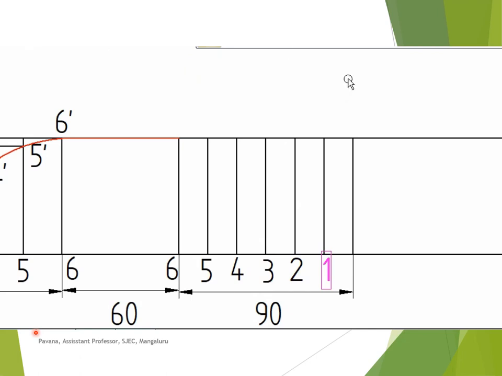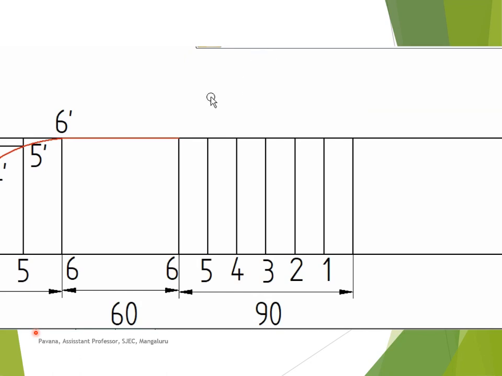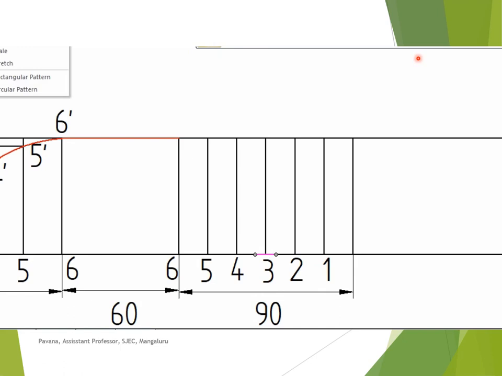Next step: in these 6 lines, select the middle one. The middle line is the third line, with 3 parts on either side. Select the middle line and divide it into the same number of parts, 6 equal parts, in the upward direction. In this way you have to divide. You can draw a small line or just a point to indicate the division of this line.